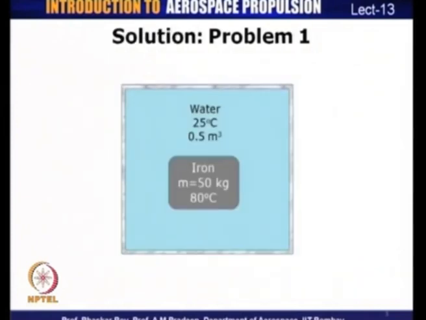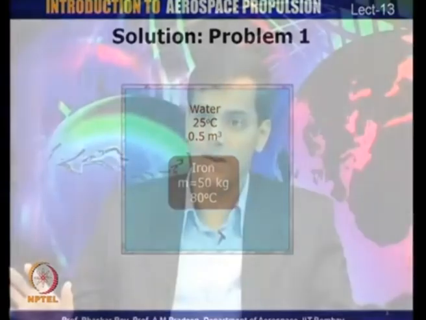The illustration for this particular problem is that you have an iron block which has a certain mass, in this case 50 kilograms, at a temperature of 80 degrees Celsius. If you drop this mass of iron, which is at a higher temperature, into the water system, which is at 25 degrees Celsius and contains a certain volume, what is the final temperature after thermal equilibrium is reached? After the system reaches thermal equilibrium, when both water and iron will be at the same temperature, what is the final temperature? We have been given the specific heats for water as well as for iron.